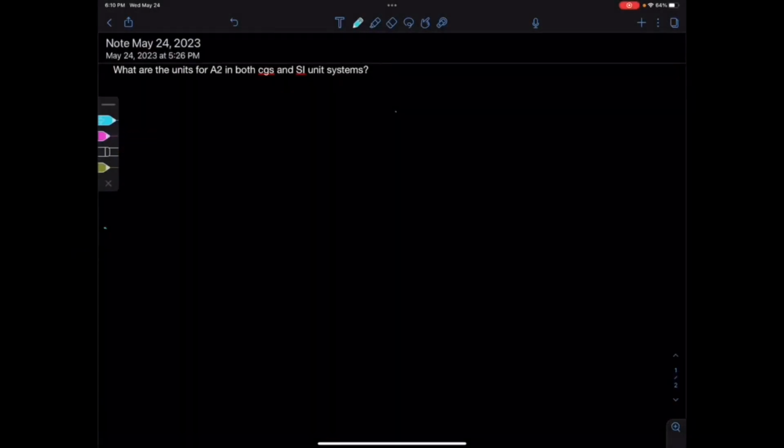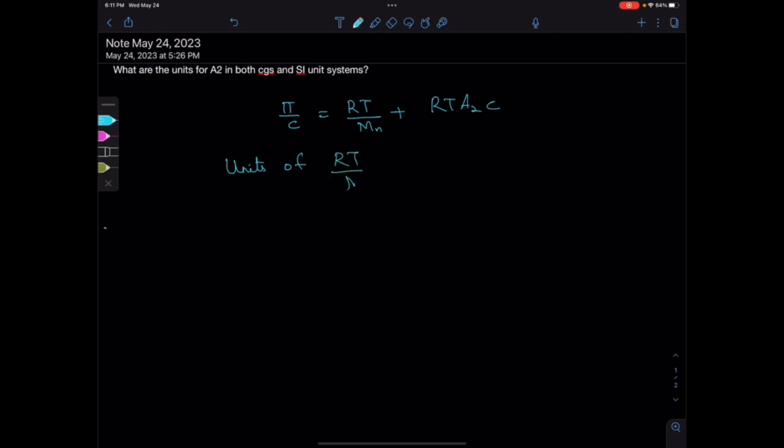What are the units for A2 in both CGS and SI unit systems? So we have pi over C is equal to RT over Mn plus RT A2C, which means units of RT over Mn and RT A2C should be the same since we are adding them, and that should be equal to the units of pi over C.